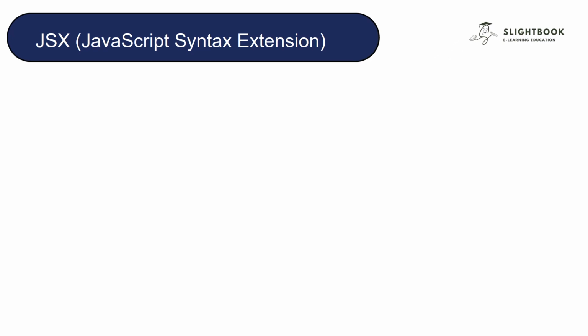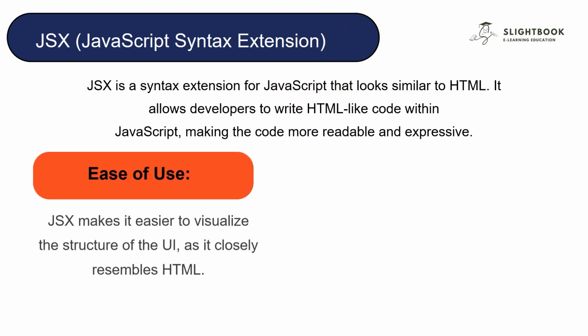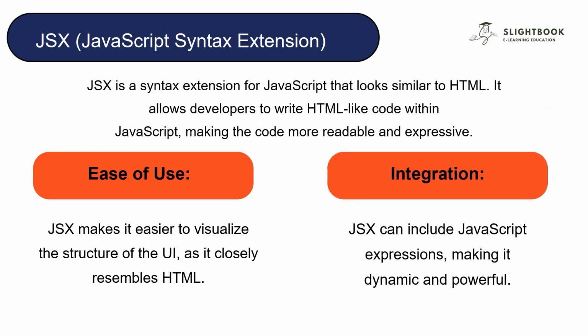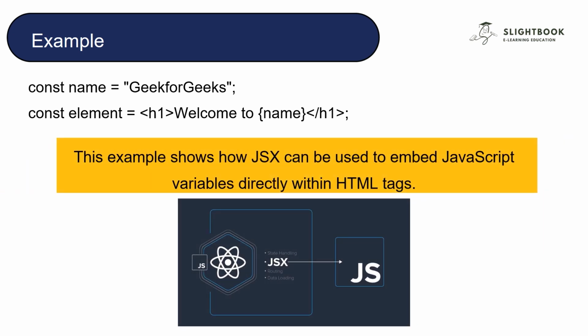JSX or JavaScript Syntax Extension. JSX is a syntax extension for JavaScript that looks similar to HTML. It allows developers to write HTML-like code within JavaScript, making the code more readable and expressive. JSX makes it easier to visualize the structure of the UI as it closely resembles HTML. JSX can include JavaScript expressions, making it dynamic and powerful. Example. This example shows how JSX can be used to embed JavaScript variables directly within HTML tags.